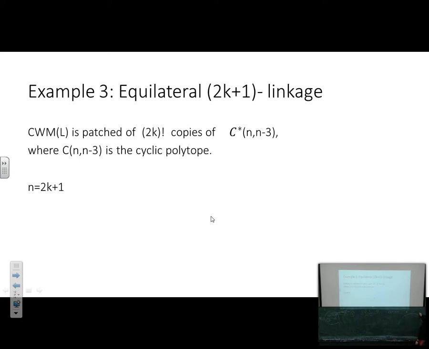We take the space R^(n-3), sorry, we take the moment curve, and we pick n points on the moment curve. The moment curve is the curve (x, x squared, and so on).